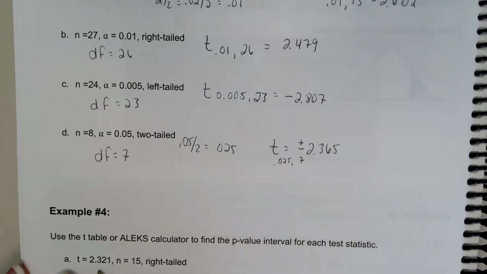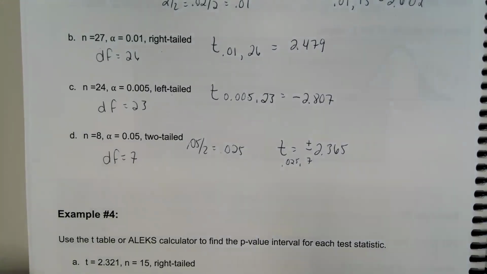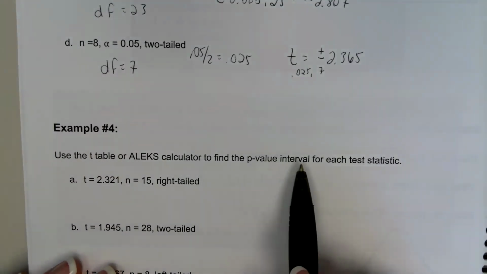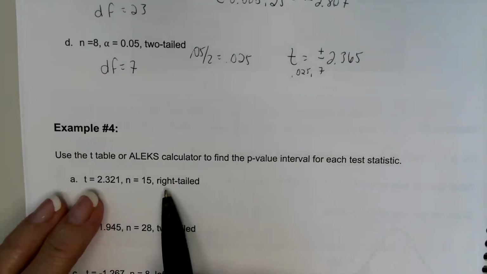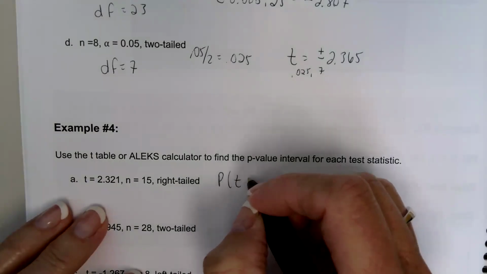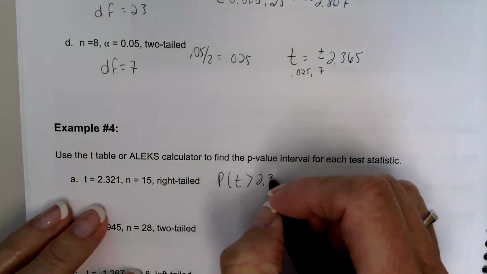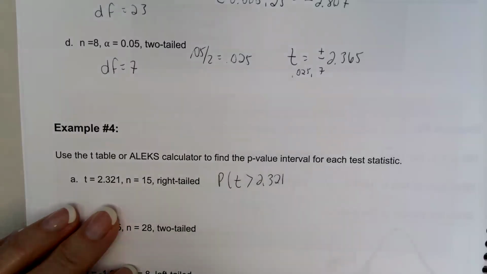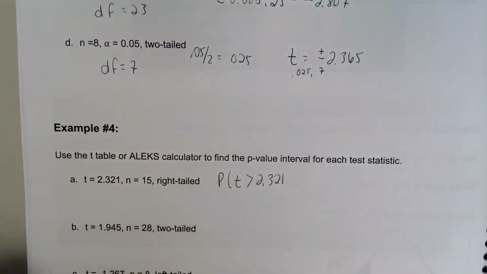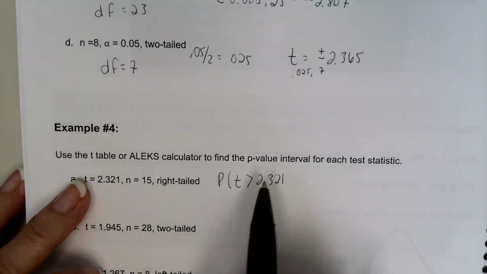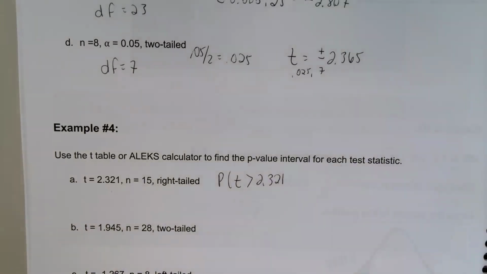Now, our T is in example 4 here. It says use the t-table or Alex calculator to find the p-value, the probability for each of these test statistics. So it's a right-tailed. So we want to know the probability of t being bigger than 2.321 when n equals 15. So we have our critical t. So the probability of t being greater than 2.321. Let's go to Alex for that.